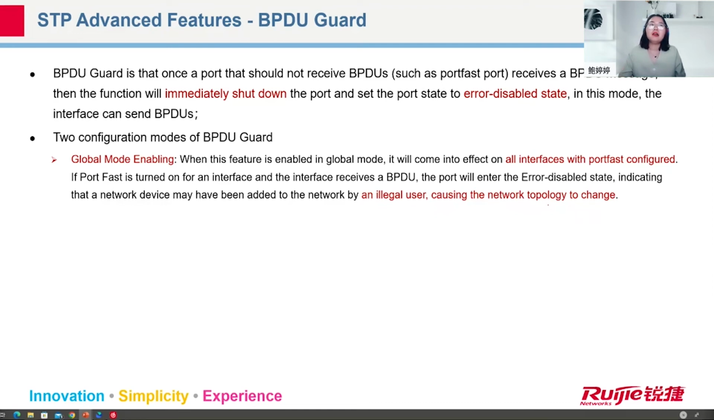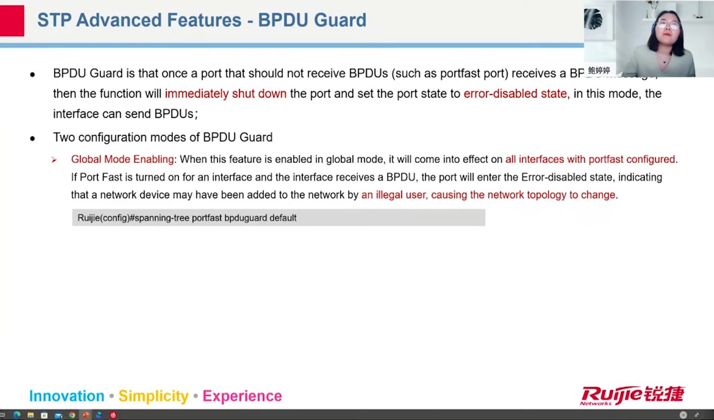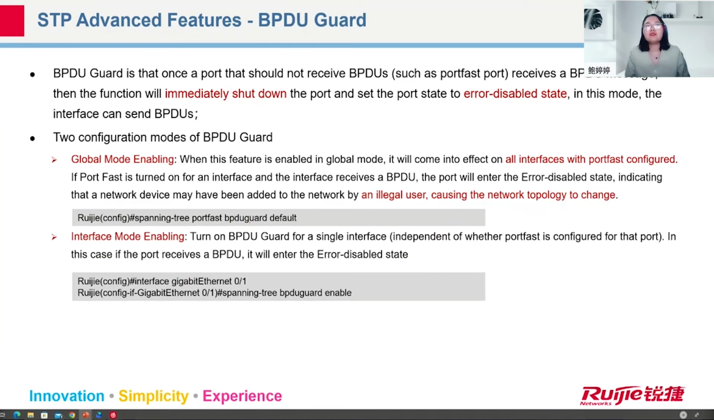So this is a function. And this is a command, spanning-tree portfast bpduguard default. And another mode is interface mode enable. We can turn on the BPDU guard for a single interface. Of course, this interface is independent of whether portfast is configured or not.